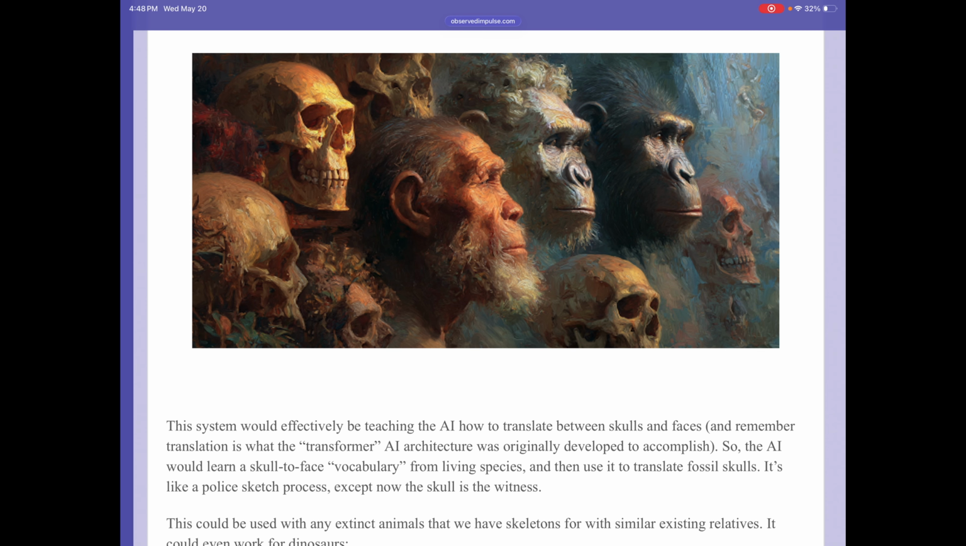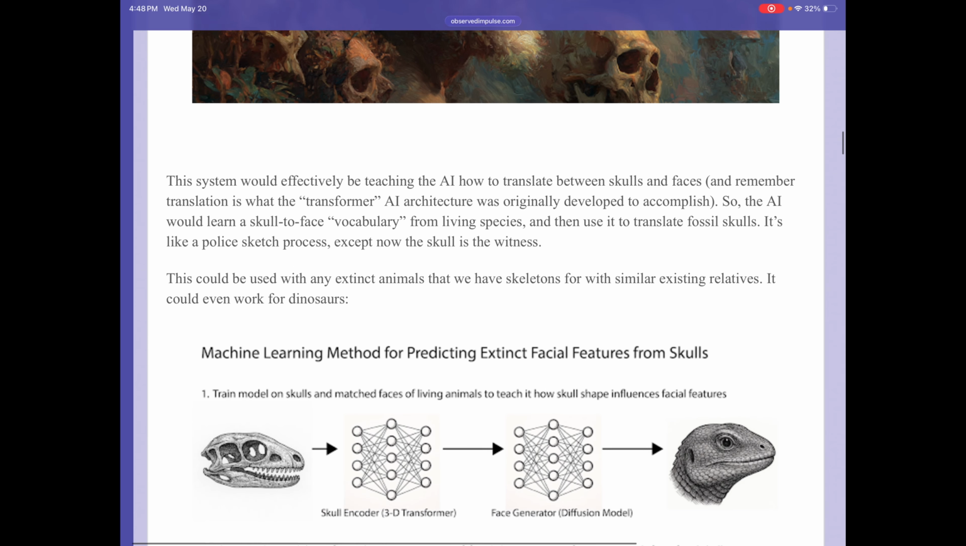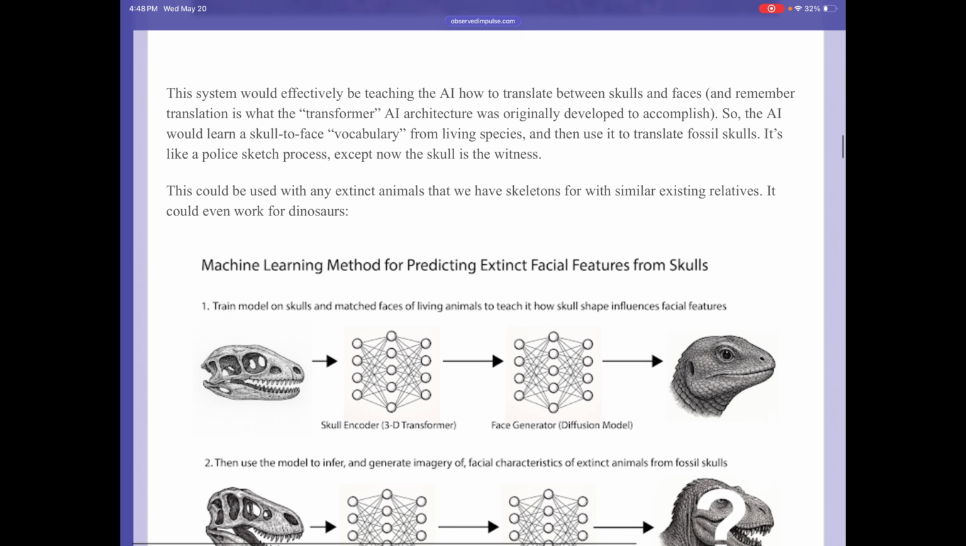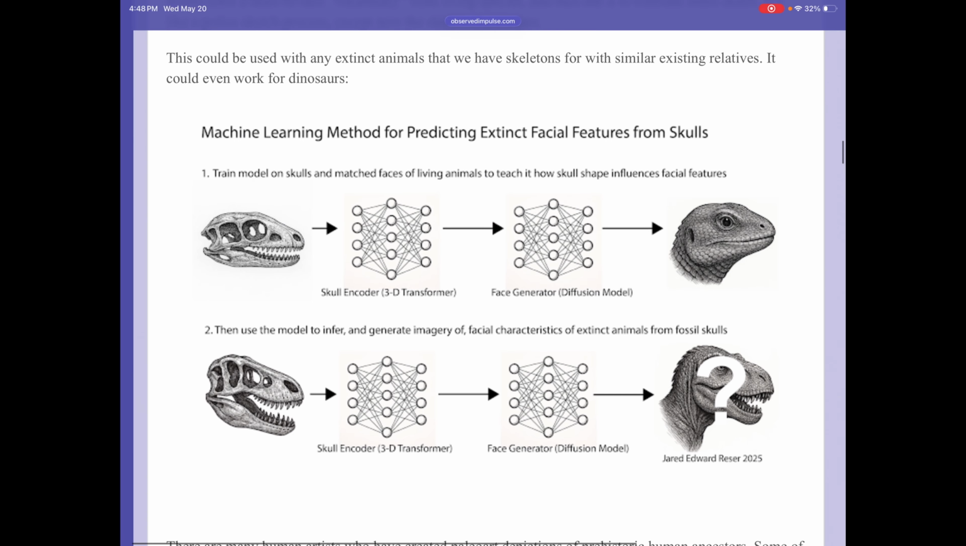And GPT is a transformer, right? So the AI would learn a skull-to-face vocabulary from living species and then use it to translate fossil skulls. It's like a police sketch process, except now the skull is the witness. And I think, interestingly, this could be used with any extinct animals that we have skeletons for with existing relatives. And so it could work for dinosaurs and much else that you could imagine.